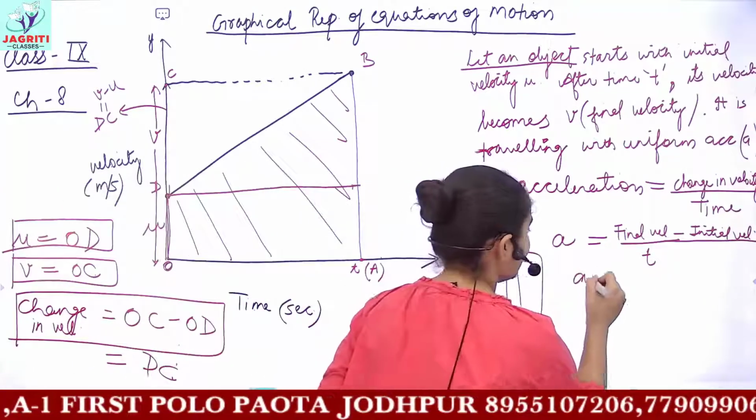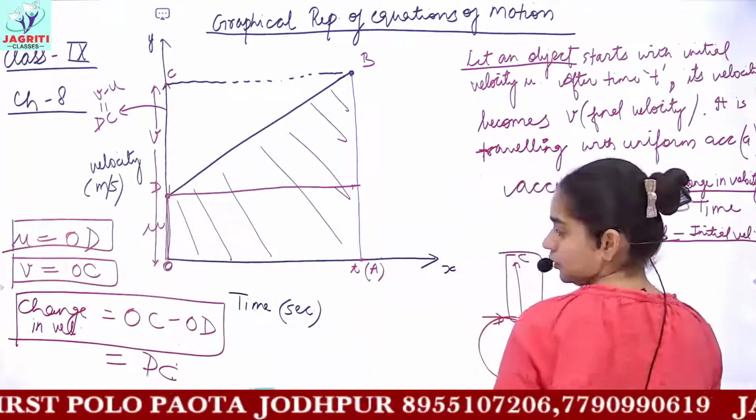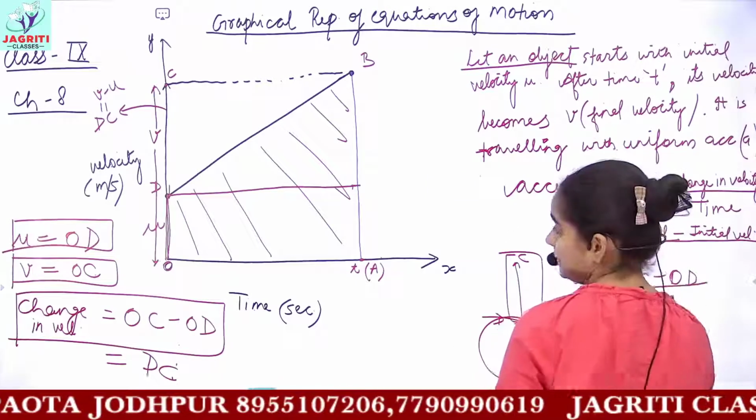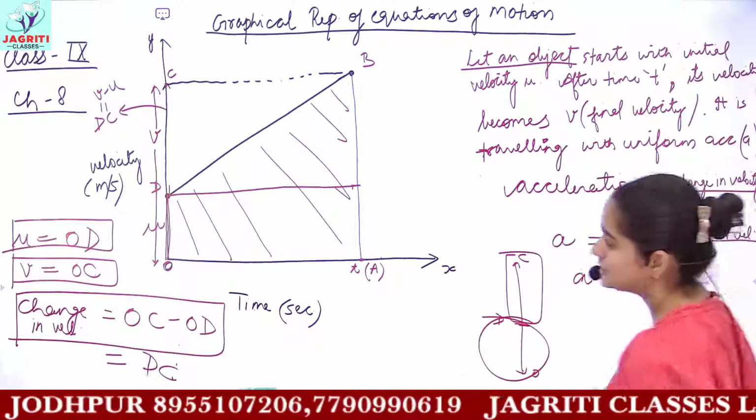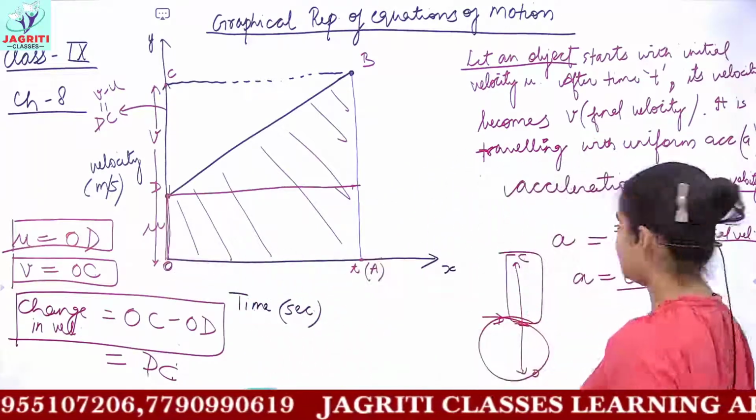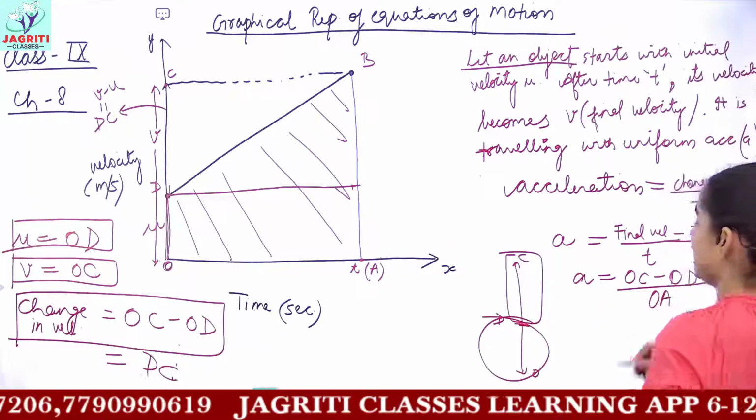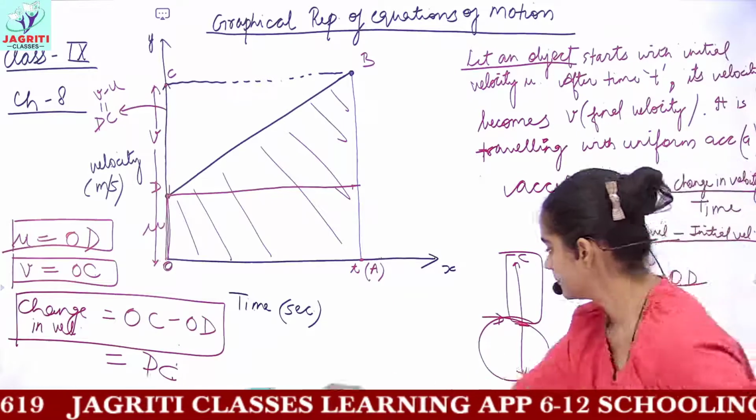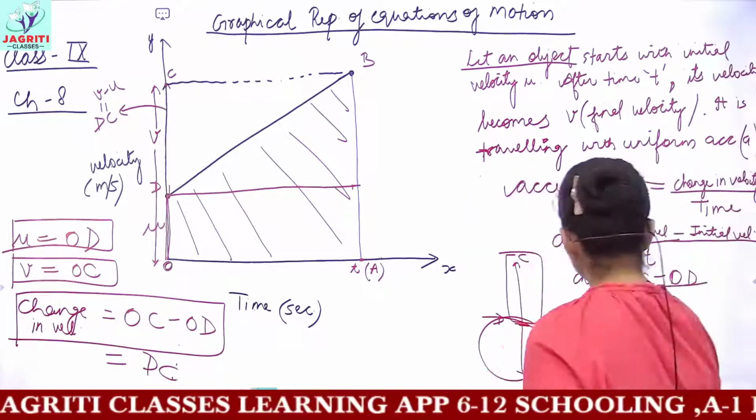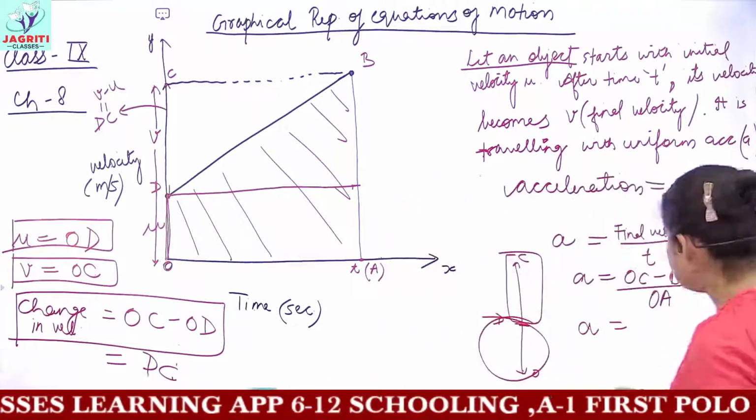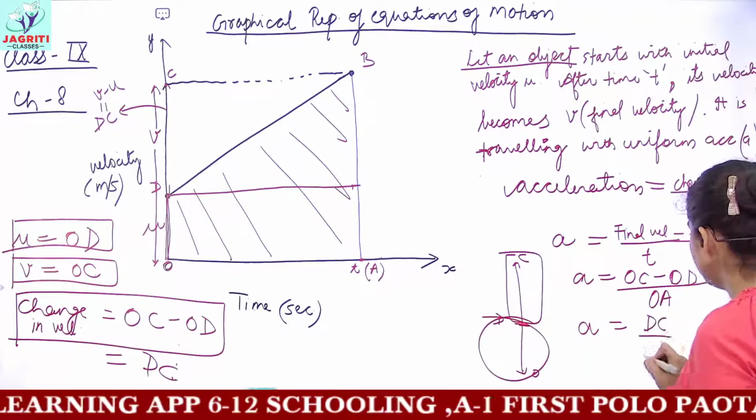So here what we get is, a would be OC minus OD upon time, and this time interval is represented by the point O to A. This is the complete time of the journey. So I am writing OA here. So acceleration would be what? Acceleration would be OC minus OD gives you the term DC. So it would be DC upon OA.